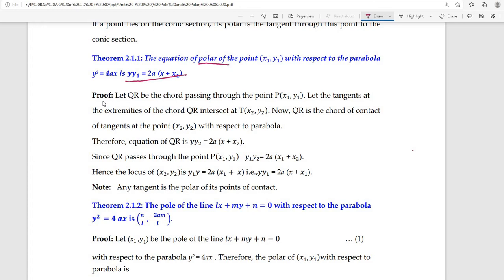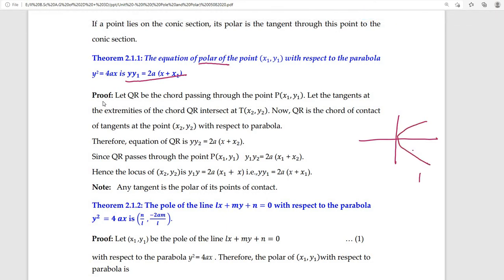So we know from the definition that if we consider a parabola, and if P(x1, y1) is a point outside the parabola, and we consider a chord through the point, and we draw tangents at the ends of this chord, so if you name these as say Q and R, and this point as say T(x2, y2), the locus of this only we want to determine.